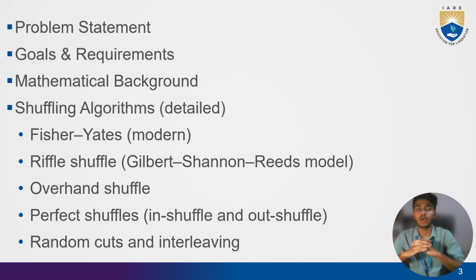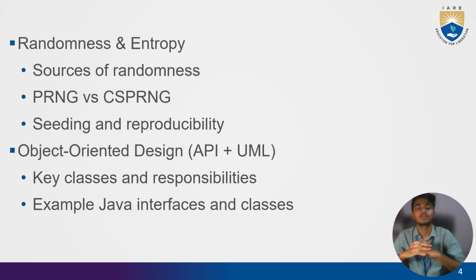Index of content: problem statement, goals and requirements, mathematical background, shuffling algorithms like Fisher-Yates, riffle shuffle, overhand shuffle, perfect shuffle, random cuts and interleaving. Randomness and entropy, sources of randomness, PRNG versus CSPRNG. Seeding and reproducibility. Object-oriented design like API plus UML. Key classes and responsibilities. Example Java interfaces and classes.